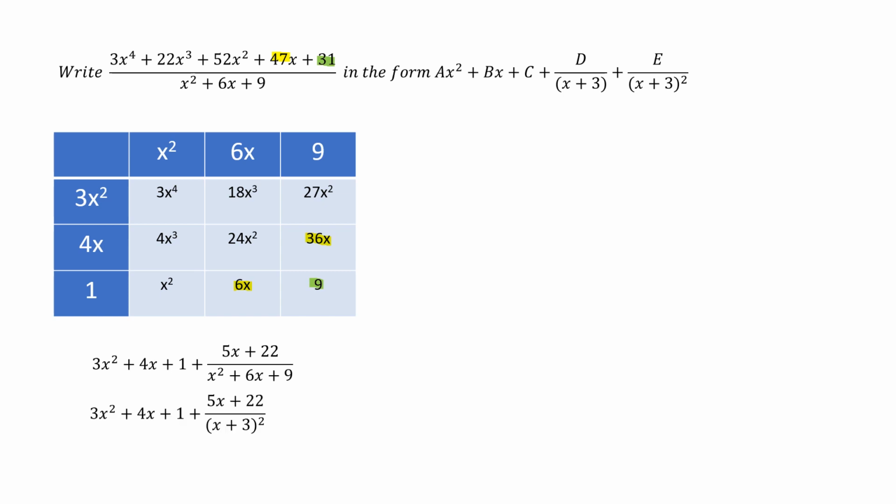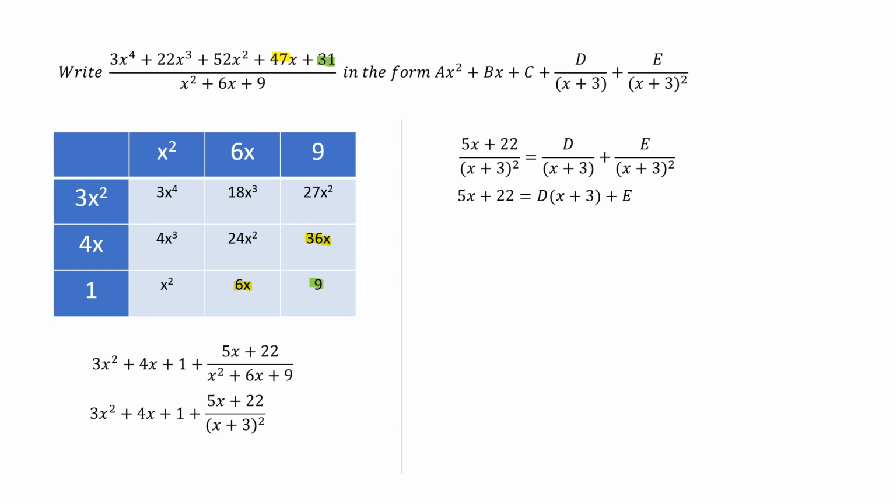We're then going to split the 5x plus 22 into a partial fraction. And just remember, we've got a repeated root here. That x squared plus 6x plus 9 factorizes to (x plus 3) squared. So we need to have a linear and quadratic version of that root as our denominators. Again, we'll multiply up by (x plus 3) squared.